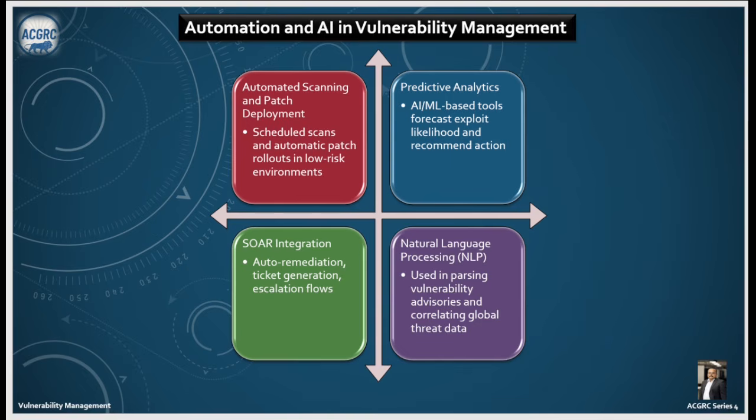The first is automated scanning and patch deployment. What it does? Well, it automatically scans systems for known vulnerabilities on a regular schedule, and in some cases even applies patches without human help. Why does it help? Well, it saves time, reduces human error, and keeps the system up to date with minimal delay.